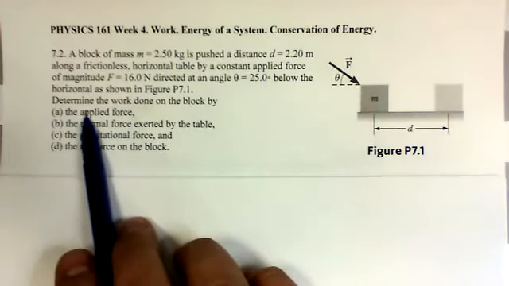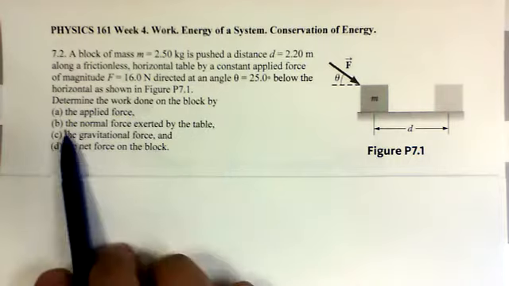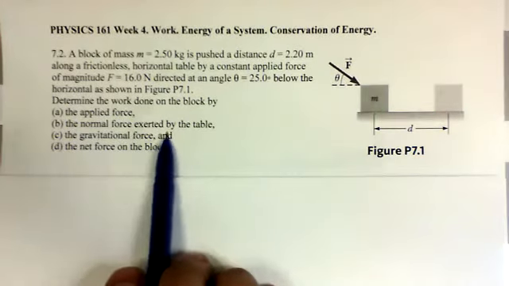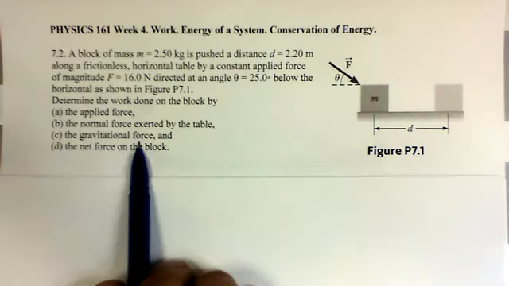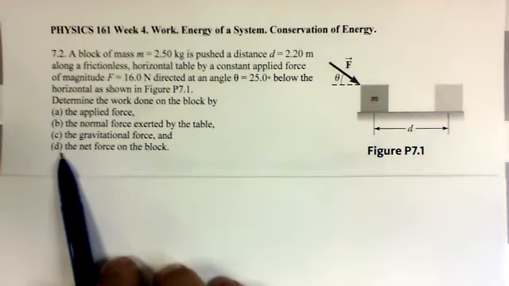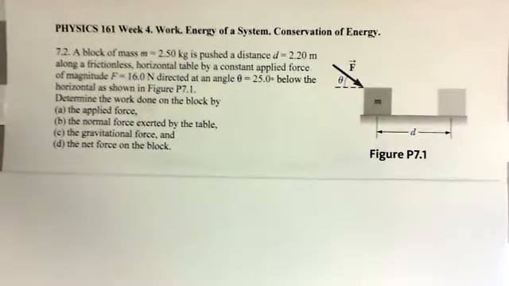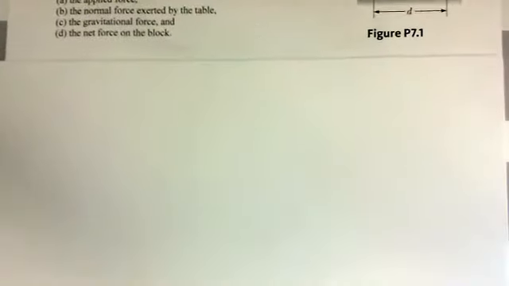We need to determine the work done on the block by the applied force, the normal force exerted by the table, and the gravitational force, and the work done by the net force on the block. Here we have a figure. Let's collect what is given in this problem, and let's draw this figure again.